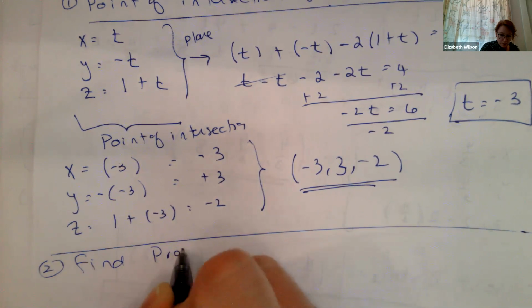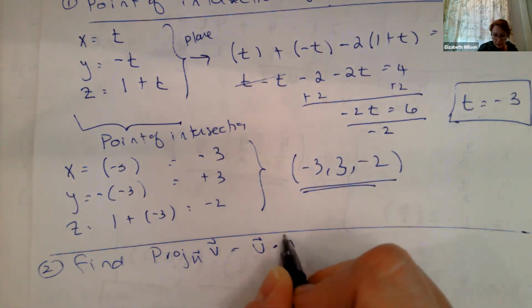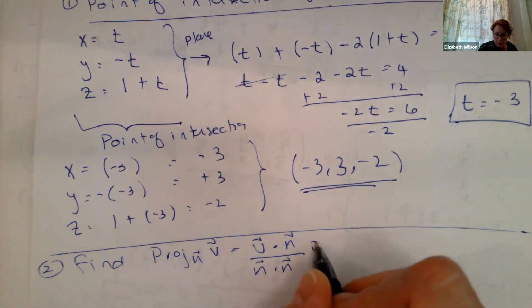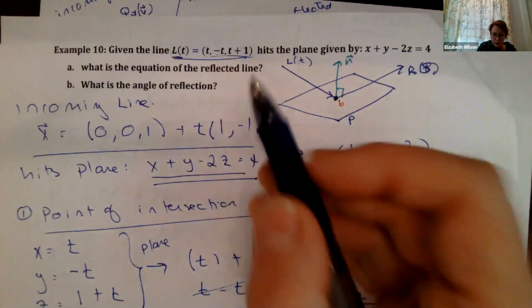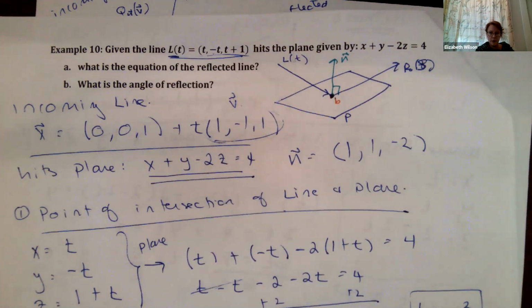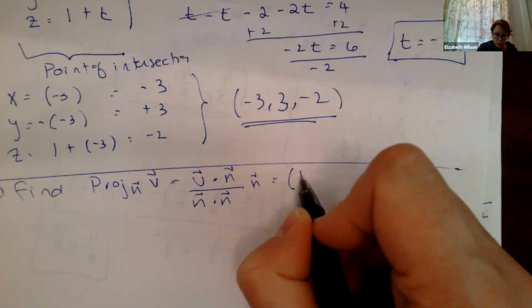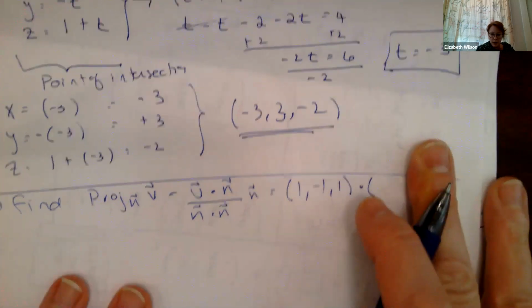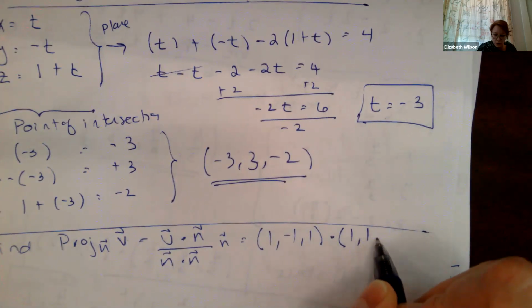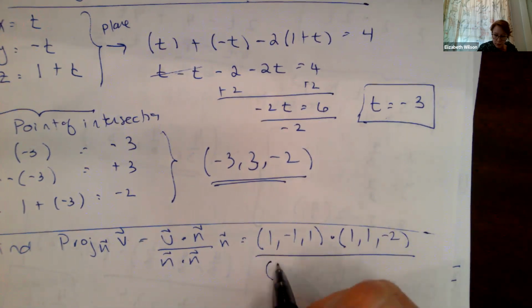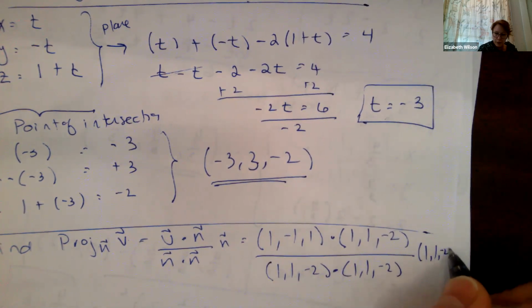Find the projection of V onto N. We said that was V dot N all over N dot N times N. Let's plug in the blanks. My incoming vector right here is my V: 1, minus 1, 1. That's on my line. So V equals 1, minus 1, 1, dot my normal, which we got from our plane: 1, 1, minus 2. And then I have to do normal dot normal: 1, 1, minus 2 dot 1, 1, minus 2, and then multiply it by my normal.